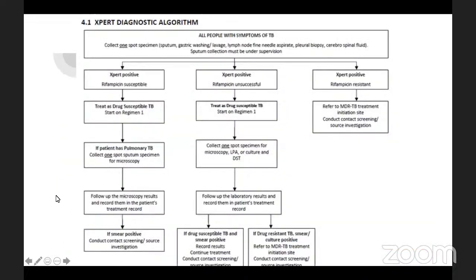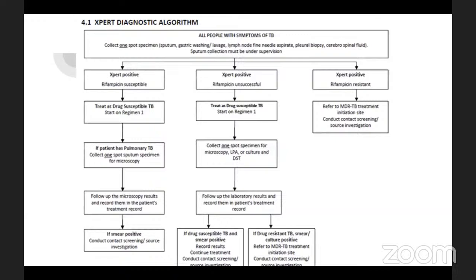So this is the algorithm that we use for when we have a positive GeneXpert result. So what we do is, if we suspect TB, we take a spot specimen and then tell the patient to come back within 2 days. So the result is reflected as Xpert positive or negative. So I'm going to be focusing on positive, and then whether it's RIF sensitive or not. So with RIF susceptible, we start them on regimen 1, and then we take another spot specimen for microscopy, which is used for monitoring, and that will be discussed later.